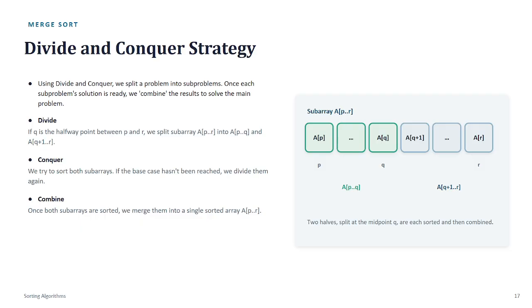Each tiny array is sorted individually. Once they were sorted, they are merged together step by step. Eventually, all the small sorted groups combine into one completely sorted array. This was shown in this diagram.